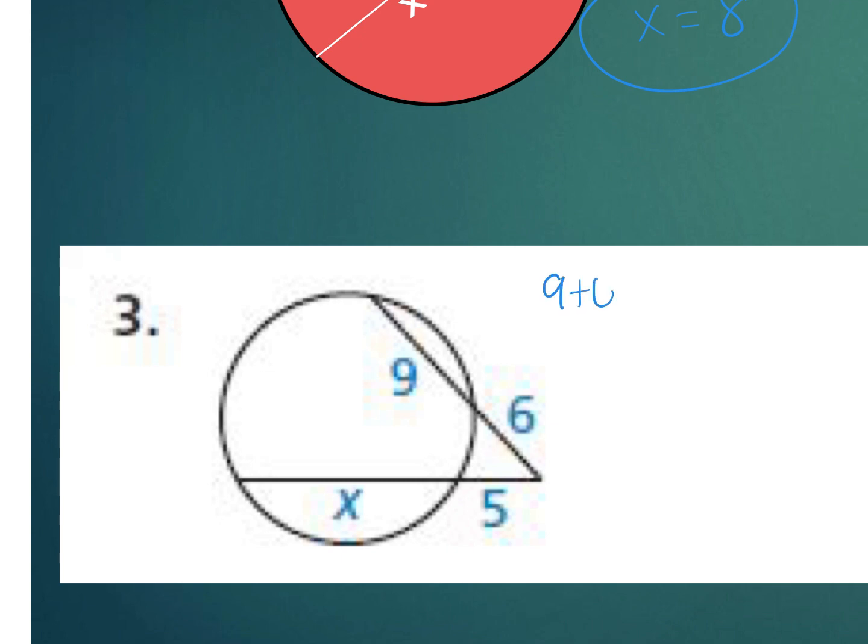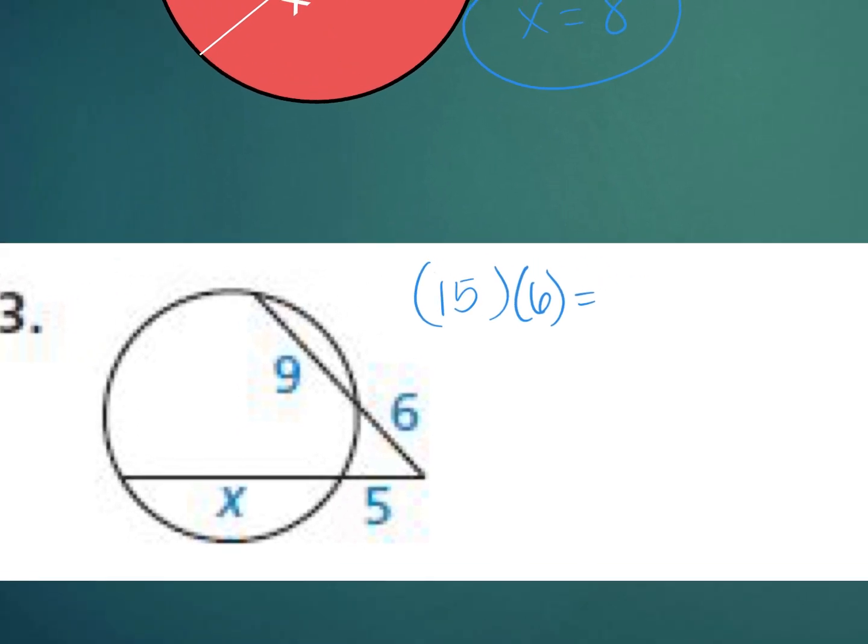9 plus 6 times 6. Which we should know what 9 plus 6 is. What is it? So let's erase it. Let's put 15 there. Where are we getting 15 from? You're adding 9 plus 6. Remember, the whole thing times the external part. It's just 15 times 6 equals x plus 5, good, times 5.